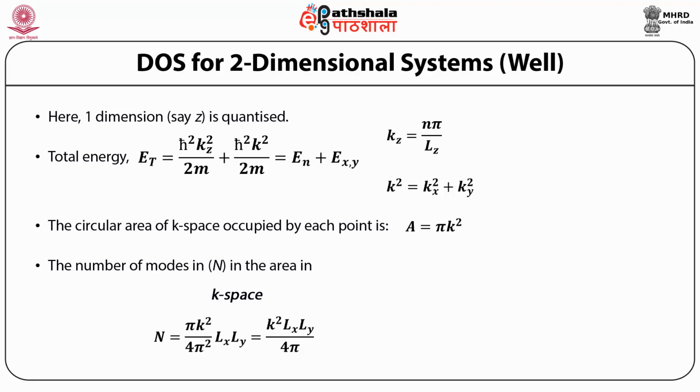Now again, if the particle is an electron and we consider the spin, then multiply by 2, we get n prime equal to 2n equal to k square Lx Ly by 2 pi.